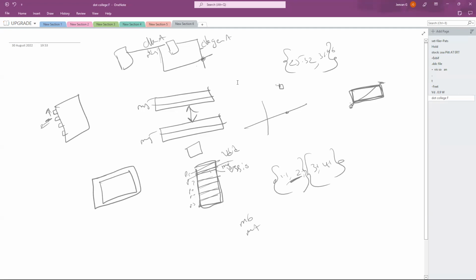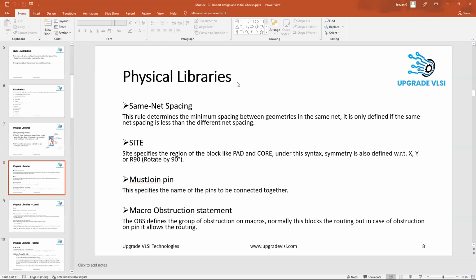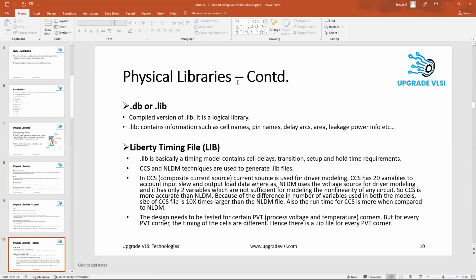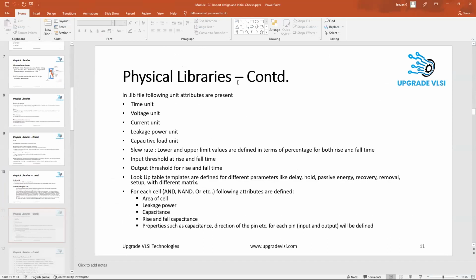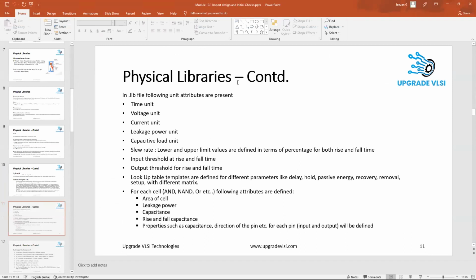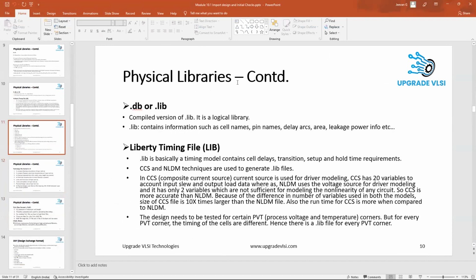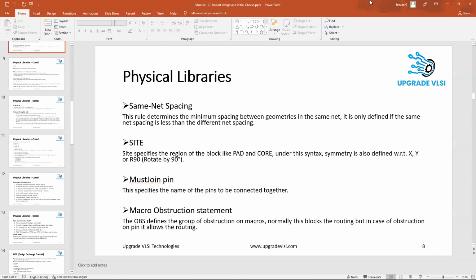Okay, so I think we already crossed the time. That's all from my side, guys, for today. Let's see some more things tomorrow. What is the MWLib, the dot lib liberty file, voltage, current, unit? We have lots more things, so let's discuss all these things tomorrow. If you have any queries regarding this, please let me know. If you don't have any doubts, please move on.